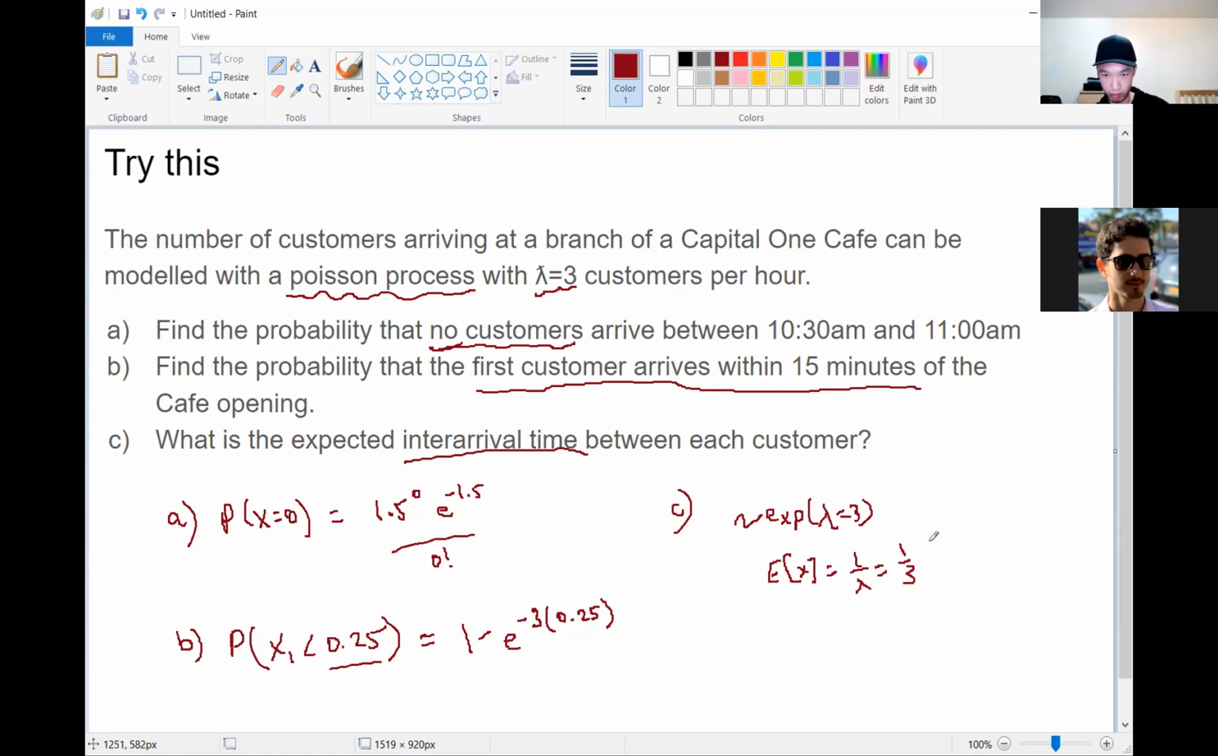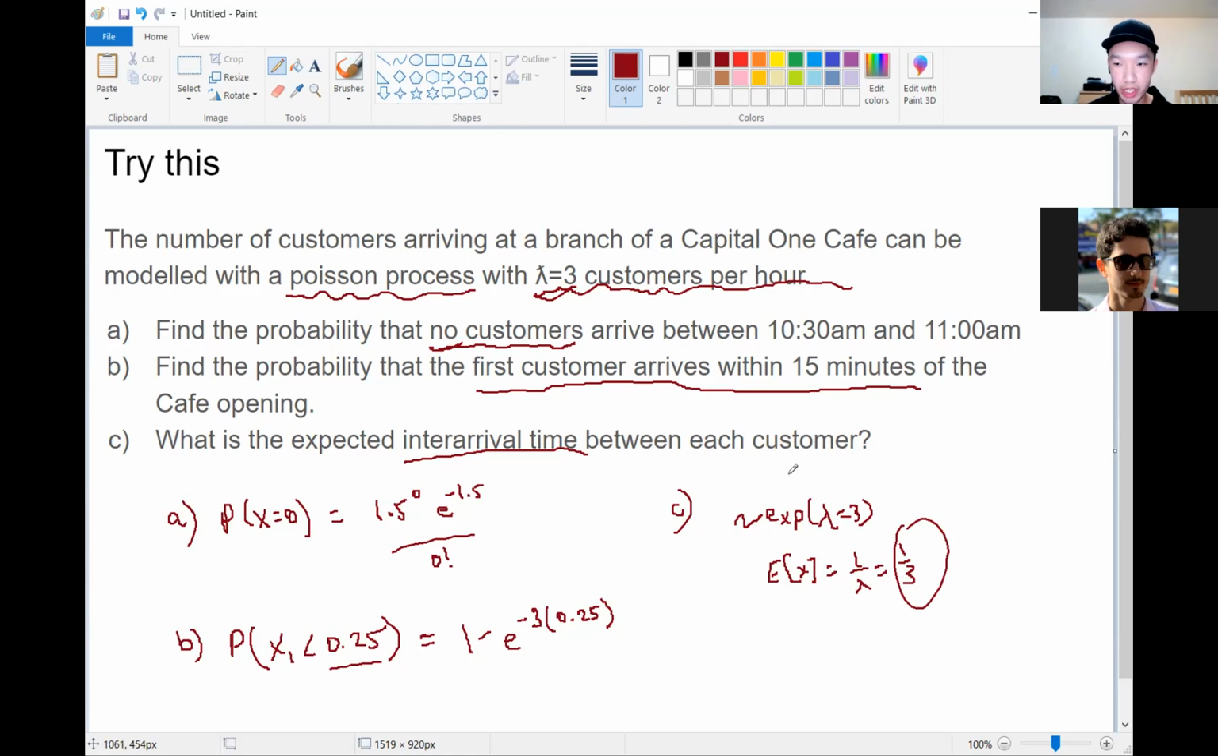Hopefully this 1 over 3 number also makes intuitive sense. We're given information that customers arrive at an intensity of 3 customers per hour. If you imagine the time passing, every hour, 3 customers arrive. How long would it take for each customer to arrive? We expect it to be 1/3 of an hour. Because if one customer takes 1/3 of an hour, then in 1 hour you'll have 3 customers.